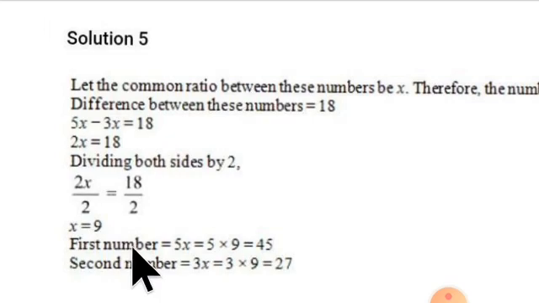So the first number is 5x, the second number is 3x. In place of x we will put the value of x, that is 9. So 5x means 5 into 9, that is 45, and 3x means 3 into 9, that is 27. So the two numbers are 45 and 27.